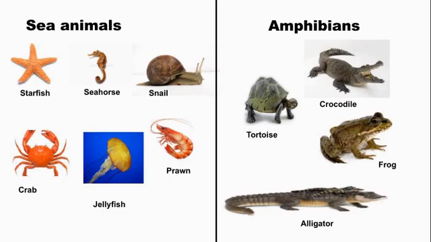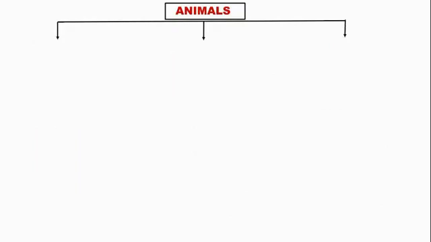So next one is amphibians. What are amphibians? Amphibians means, for example, tortoise, crocodile, frog, alligator. These animals live on land as well as in water, but sea animals live only in water. Amphibians live in water as well as land. That type of animals are called amphibians.